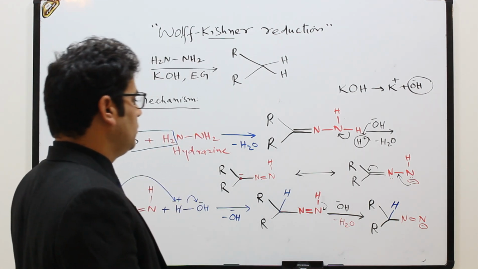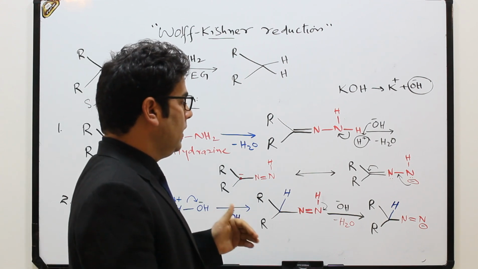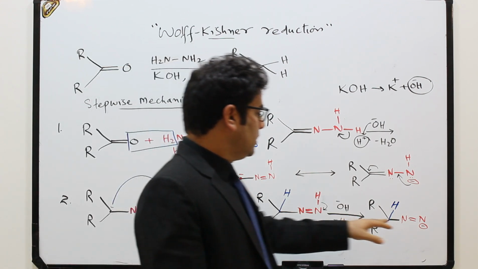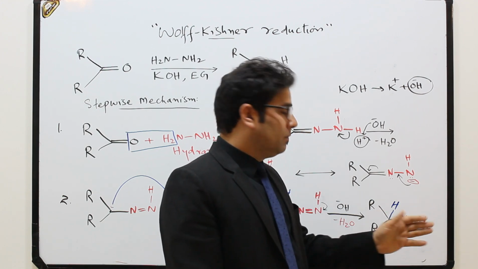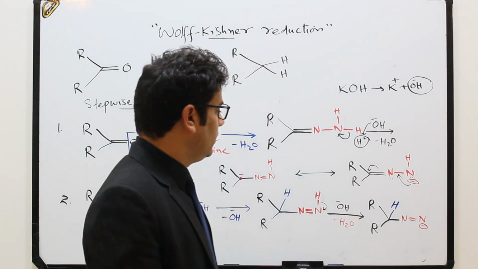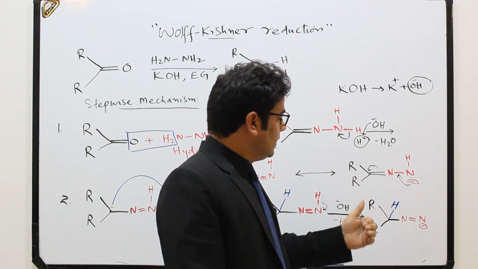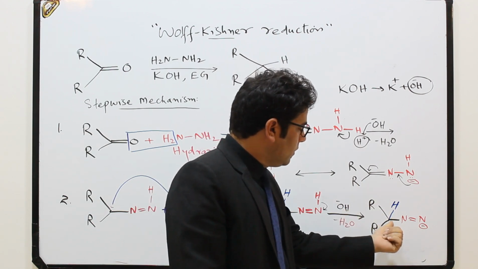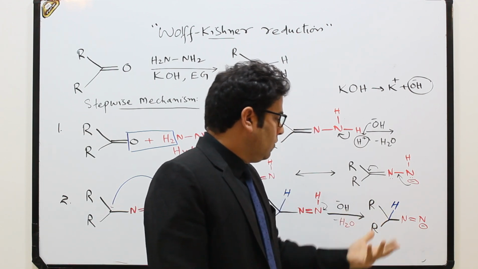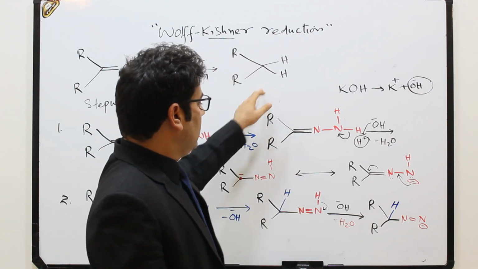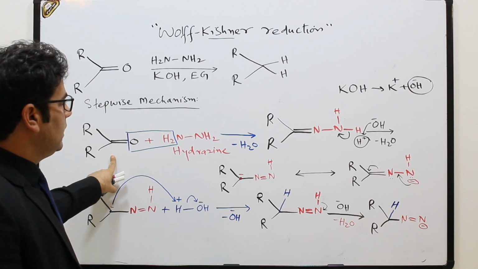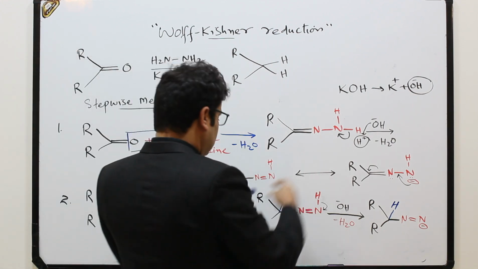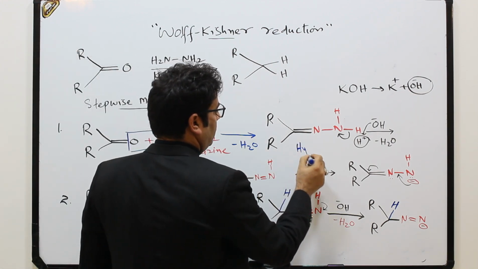Now we have to focus in the mechanism on how to remove this NH2 from this molecule, so that once it is bubbled out, we have a chance of inserting another hydrogen here, and we will get the result which we are looking for. So let me show you. I hope in the first step we will get this molecule. This is called the hydrazone.